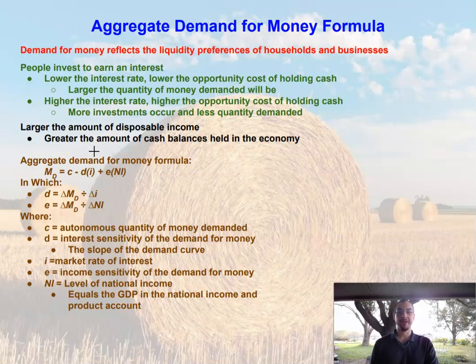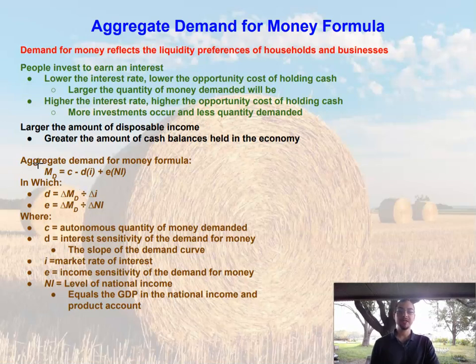Another aspect that comes into play in terms of the aggregate demand for money is that the larger the amount of disposable income, the greater the amount of cash balances held in an economy. So the more disposable income that we have in an economy, the more cash we're going to keep. That makes sense. The more income we have, the more we get to keep, right? So the larger the amount of disposable income, the greater the cash balances, and the lower the interest rate, the greater the cash balances, because at a lower interest rate, there's a low opportunity cost of holding that cash.